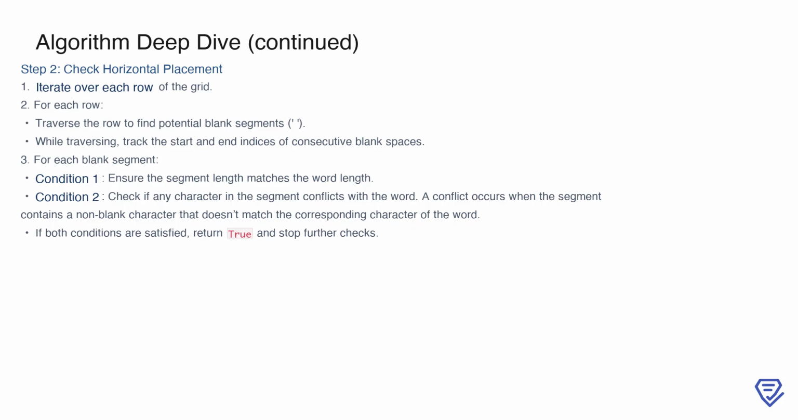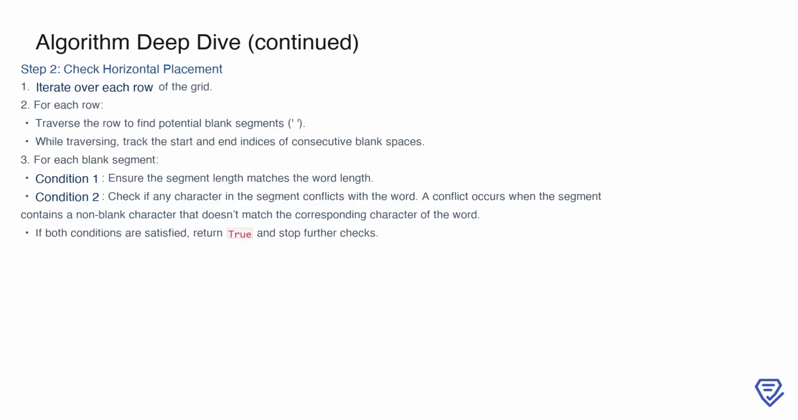Now, let's focus on checking horizontal placements. The process begins by iterating over each row in the grid. For every row, we traverse through the cells to identify consecutive blank spaces, which we call blank segments. As we traverse, we keep track of the start and end indices of these segments. Each blank segment is then validated against two conditions.